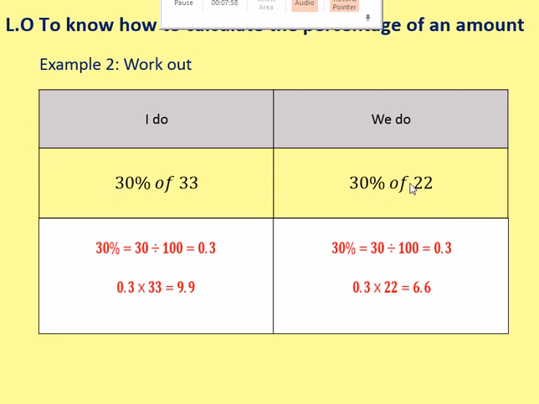And for 30% of 22, find the multiplier of 30%, which was 0.3. 0.3 multiplied by 22 gives me 6.6. So 30% of 22 is 6.6. Really well done if you got that right.